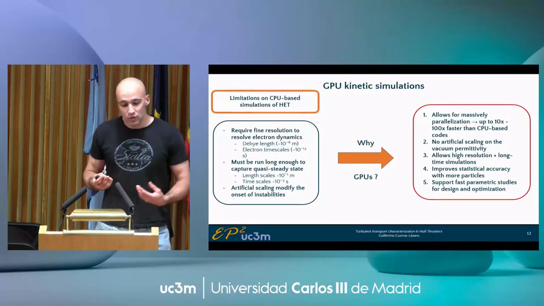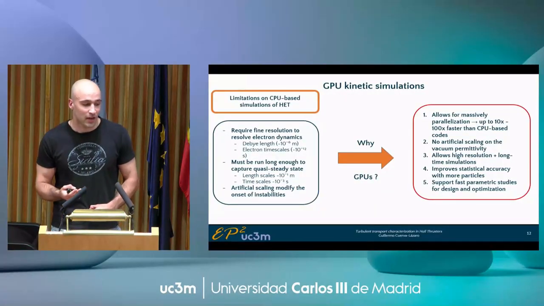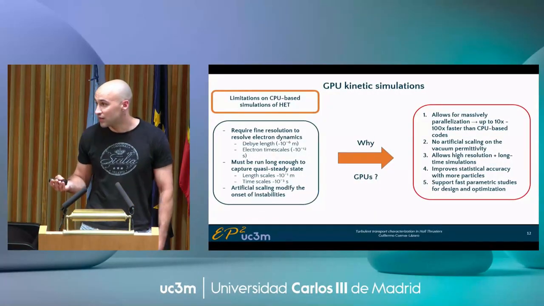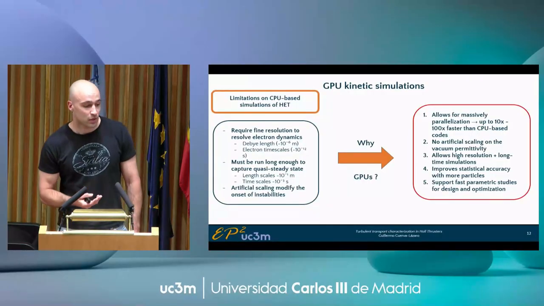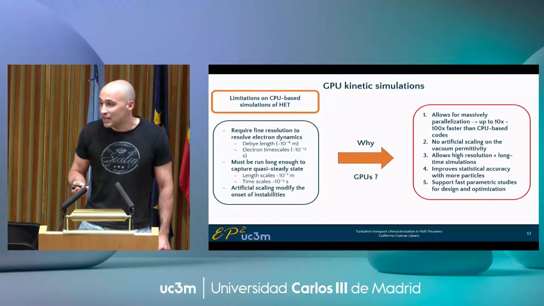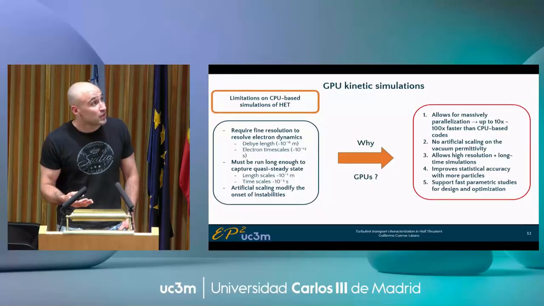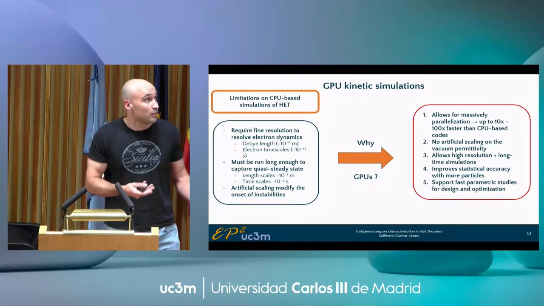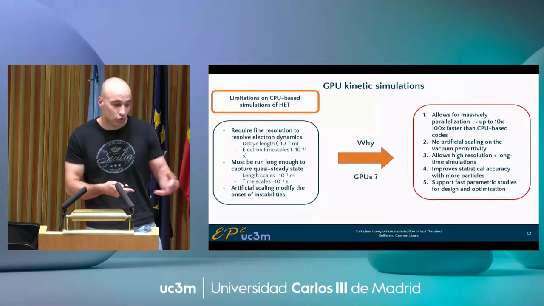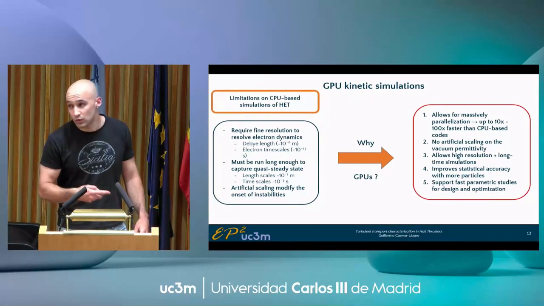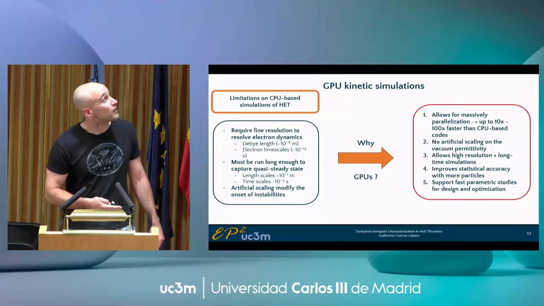So why do we use GPUs? Well, it allows for massive parallelization, up to 10 or 100 times faster than CPU-based codes. You don't need the artificial scaling. You can have more particles per cell, which improves the accuracy. You can have high resolution and long-time simulations. And it also supports parametric studies because you are running the simulations way quicker.